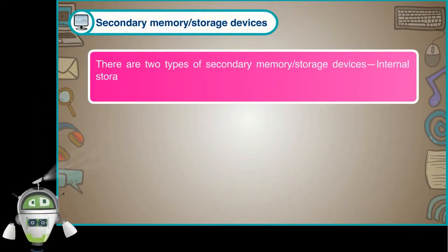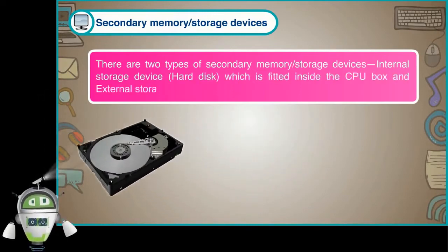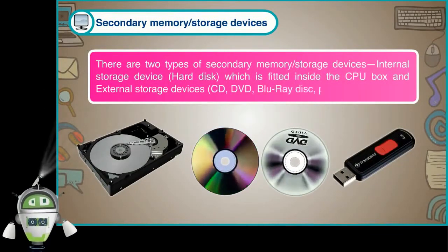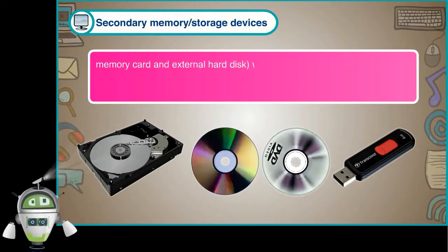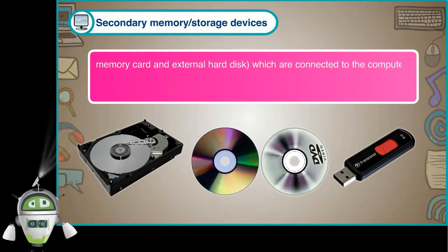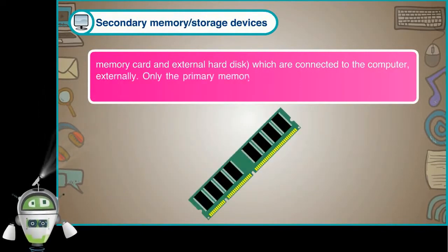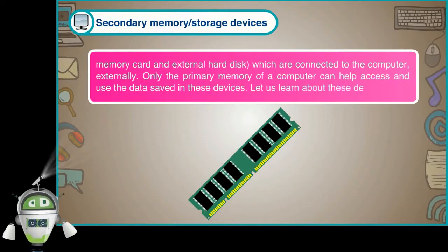Internal storage device, hard disk, which is fitted inside the CPU box, and external storage devices, CD, DVD, Blu-ray disc, pen drive, memory card and external hard disk, which are connected to the computer externally. Only the primary memory of a computer can help access and use the data saved in these devices. Let us learn about these devices.